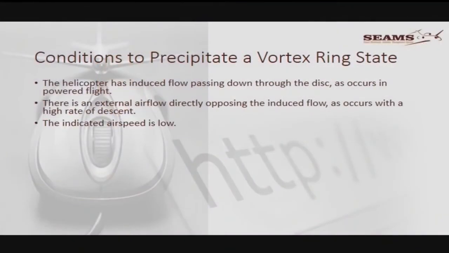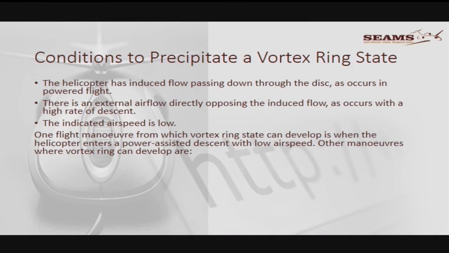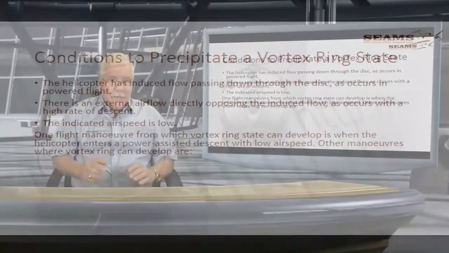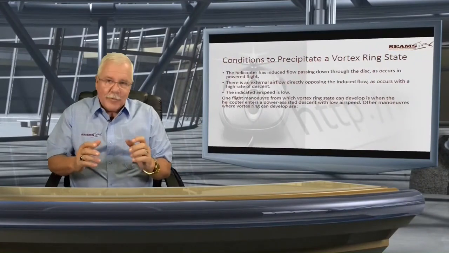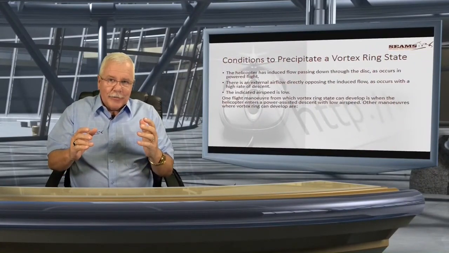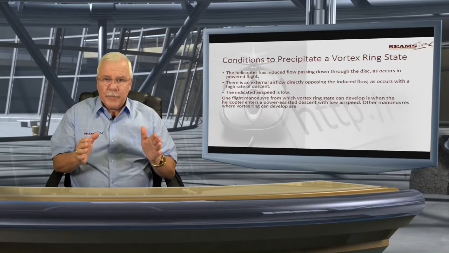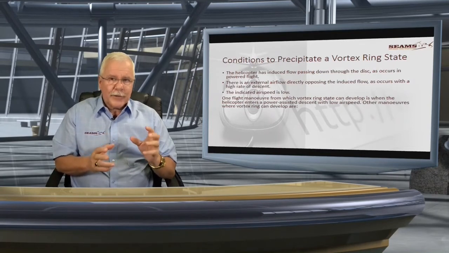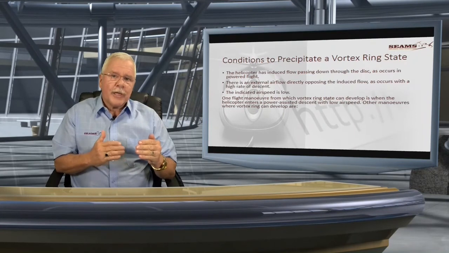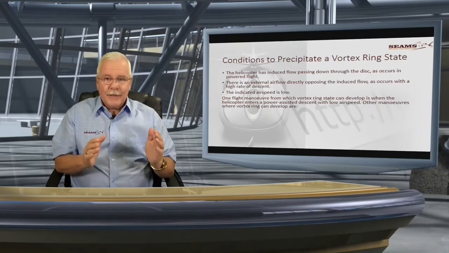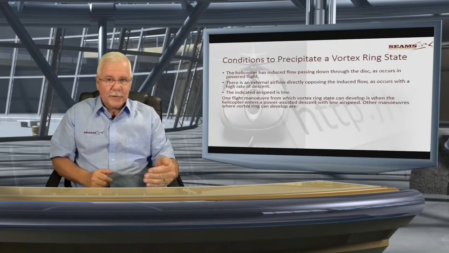It says there, indicated airspeed is low. That is a factor, so whenever we have low speed, we've got to pay attention. One flight maneuver from which the vortex ring state can develop is when the helicopter enters a power-assisted descent with low airspeed. Power-assisted with low airspeed, remember? And that is why, for instance, up to 40 knots, we don't worry. That's still a good speed. But the moment you're below 20 knots, you're entering the area where you're going to end up very quickly in the transitional stage. And in the transitional stage, this is where it's very susceptible to happen.